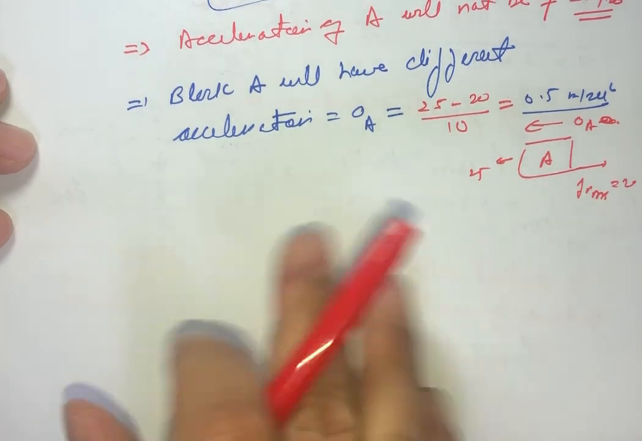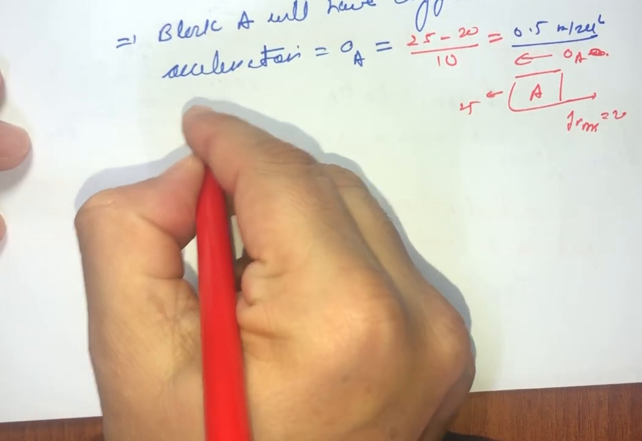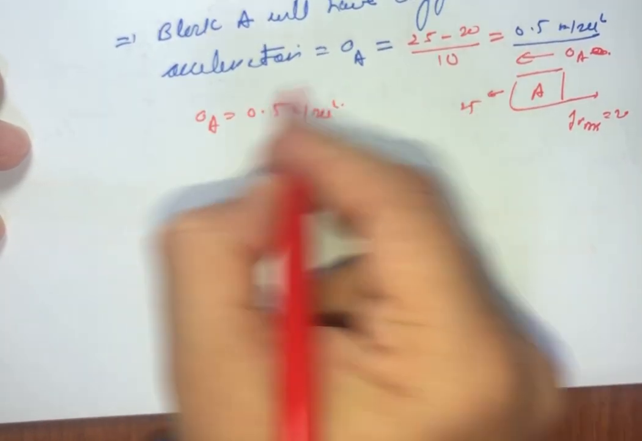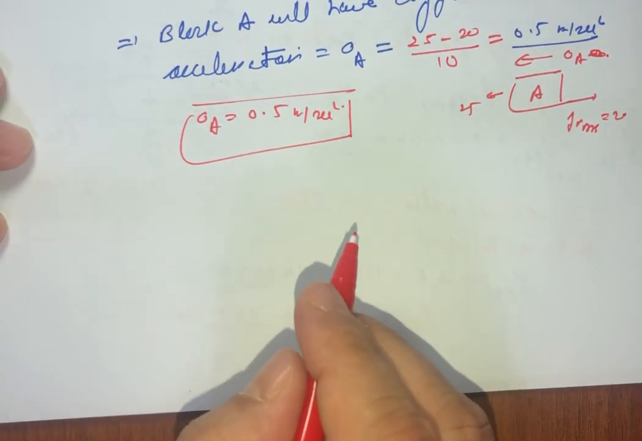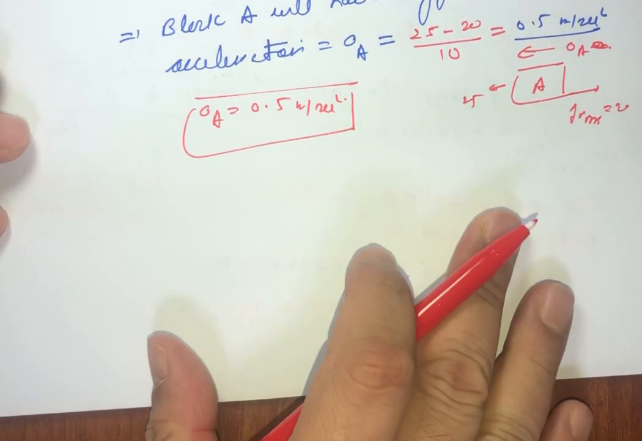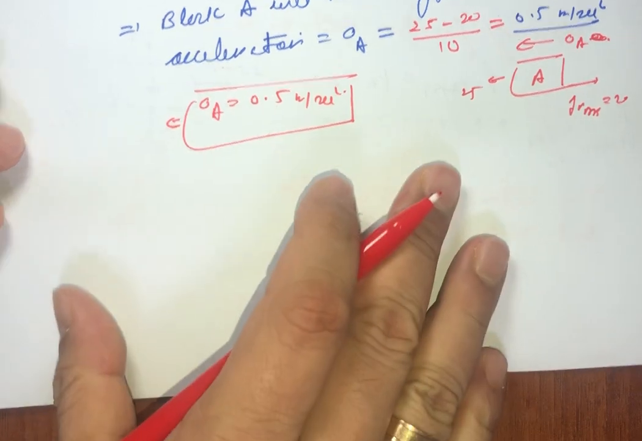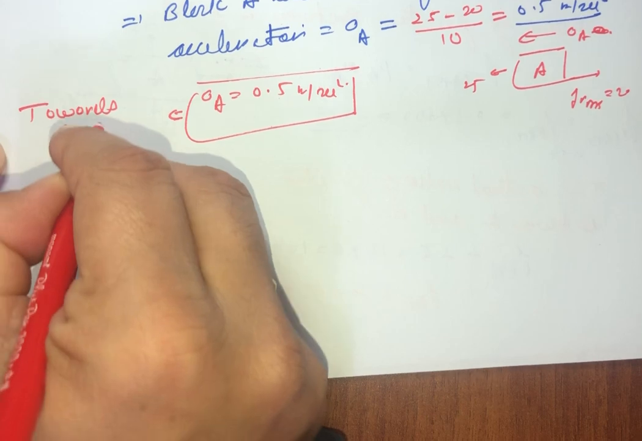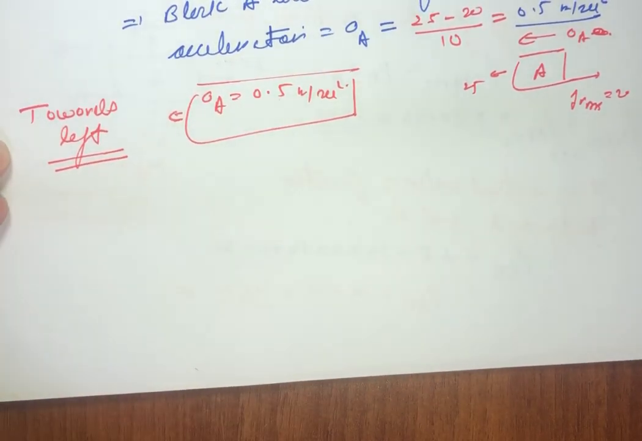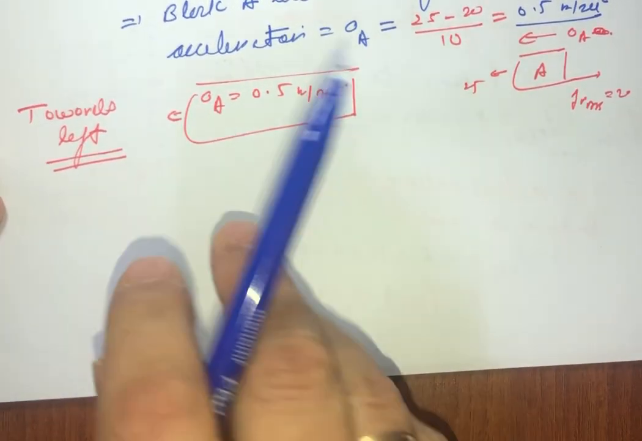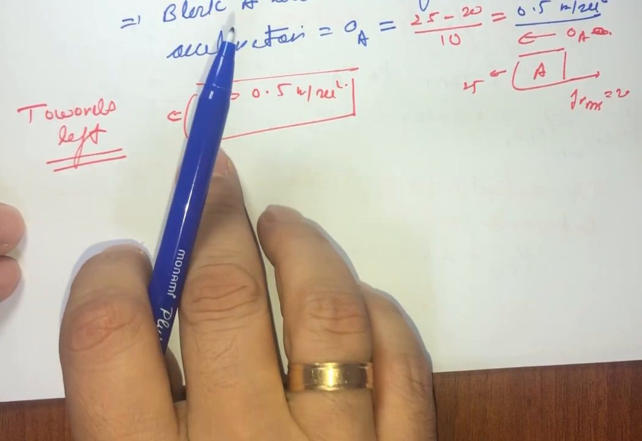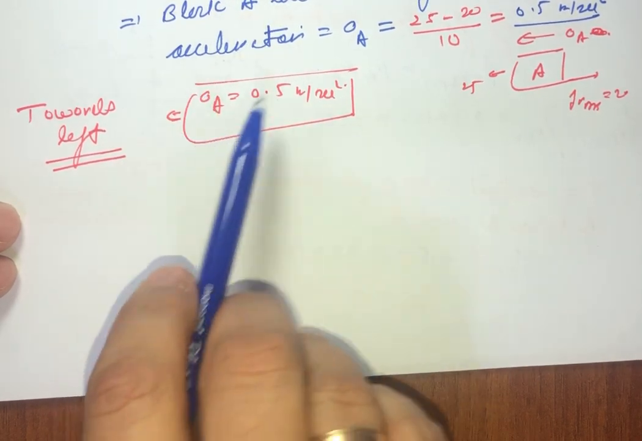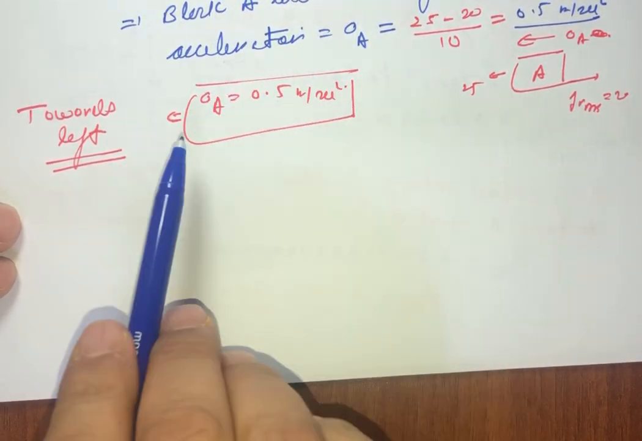Okay. You can say that the acceleration of A is equal to 0.5 meter per second square. This is the acceleration of block A, and it will be towards left. Now we already concluded, we started with that all three are traveling with the same acceleration, but we now concluded that block A will be having a different acceleration.